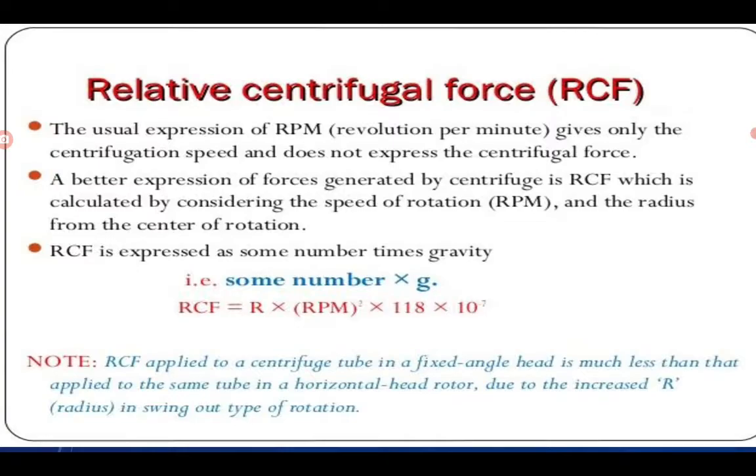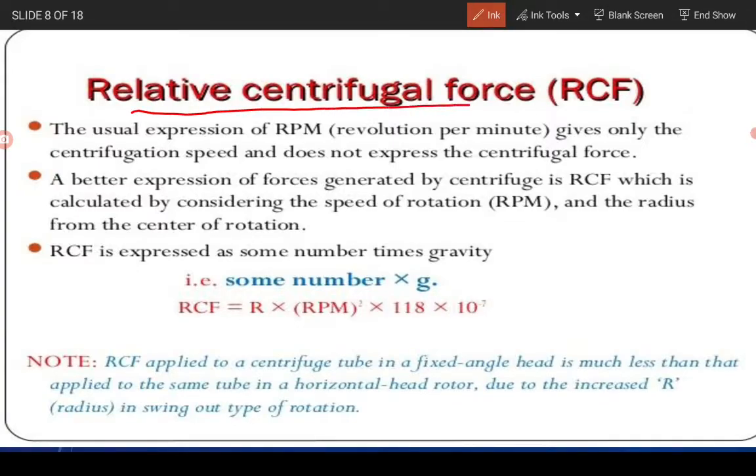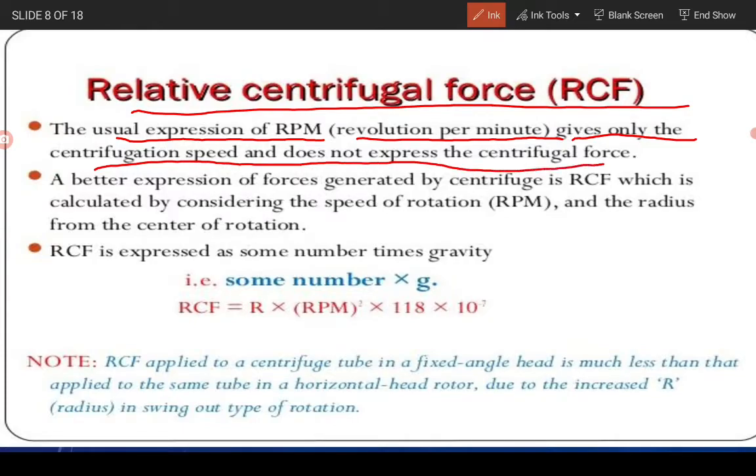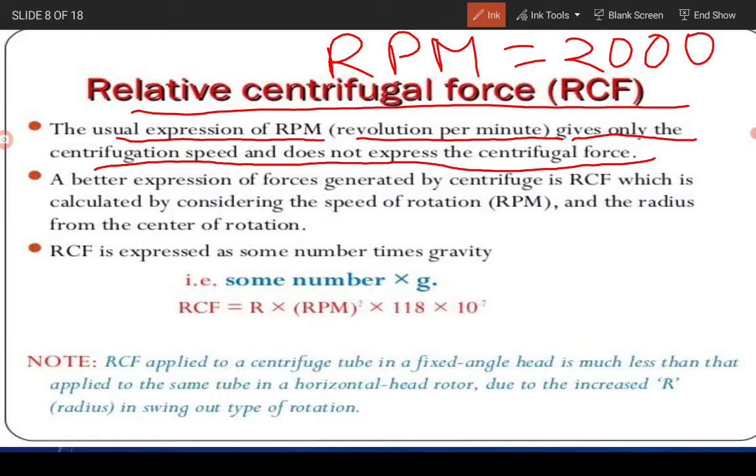So this is the relative RCF, that is relative centrifugal force. The usual expression of RPM, revolutions per minute, gives only the centrifugation speed and does not express the centrifugal force. So RPM is the revolutions per minute. For example, we say there is 2000 RPM centrifugation. That means per minute it takes 2000 rotations, right? So 2000, that's RPM. But what is RCF?